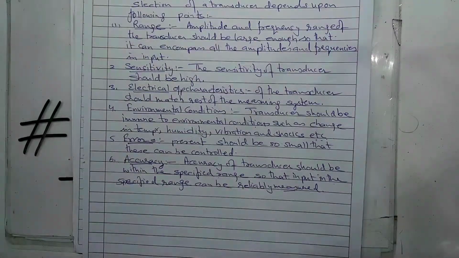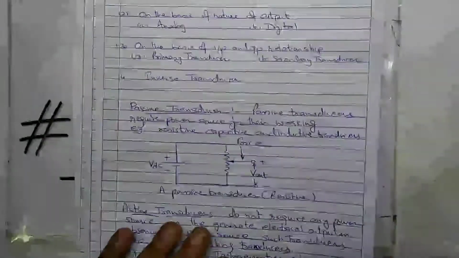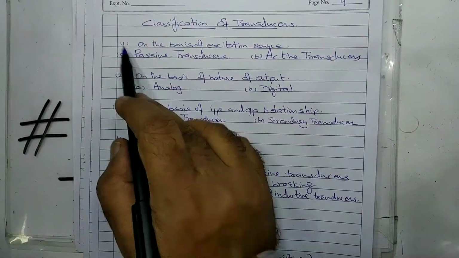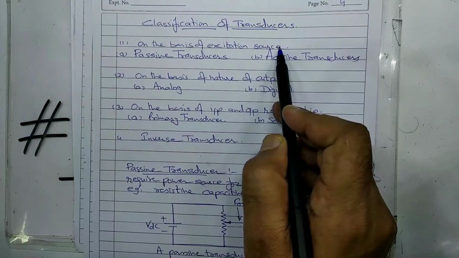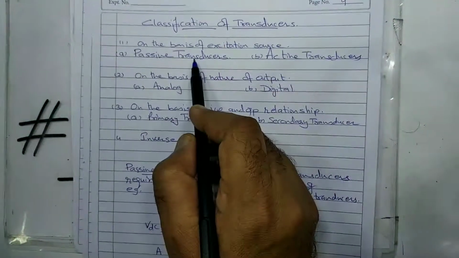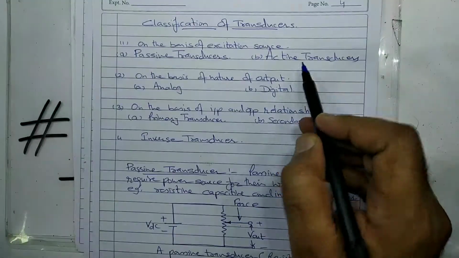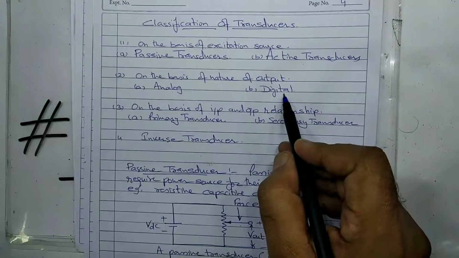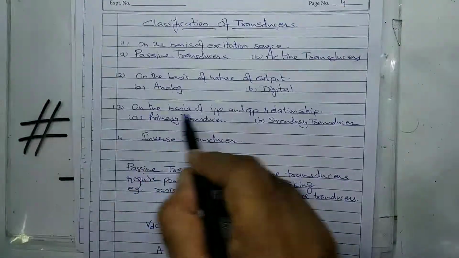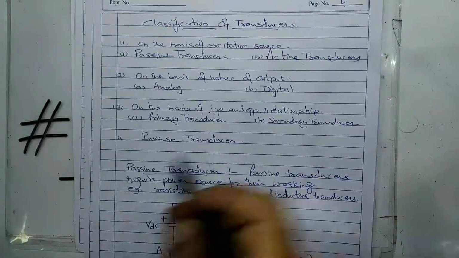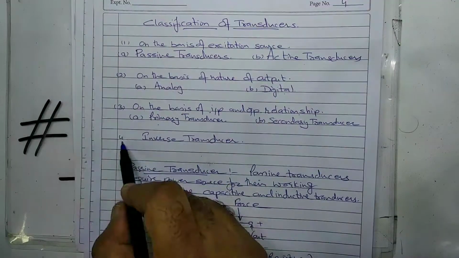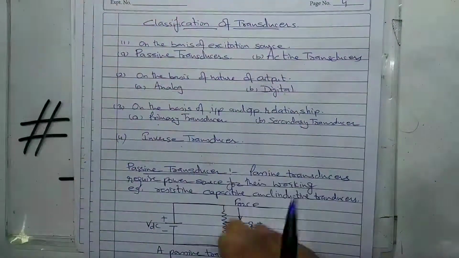Now we see the classification of transducers. Now classification is first based on the excitation source. It can be passive transducer or active transducer. On the basis of nature of output, it can be analog or it can be a digital transducer. On the basis of input and output relationship, primary transducer or secondary transducer. And fourth one is inverse transducer.